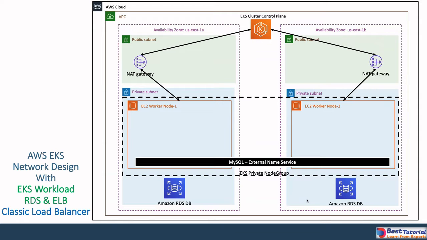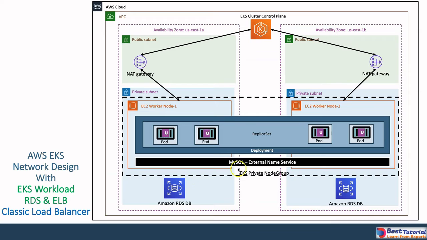The next thing is we are going to create an ExternalName service in these worker nodes, and provide the Amazon RDS DB's endpoint URL for it to send the traffic to this RDS DB. Next, we are going to deploy our user management application, and it will connect to the database via the ExternalName service.